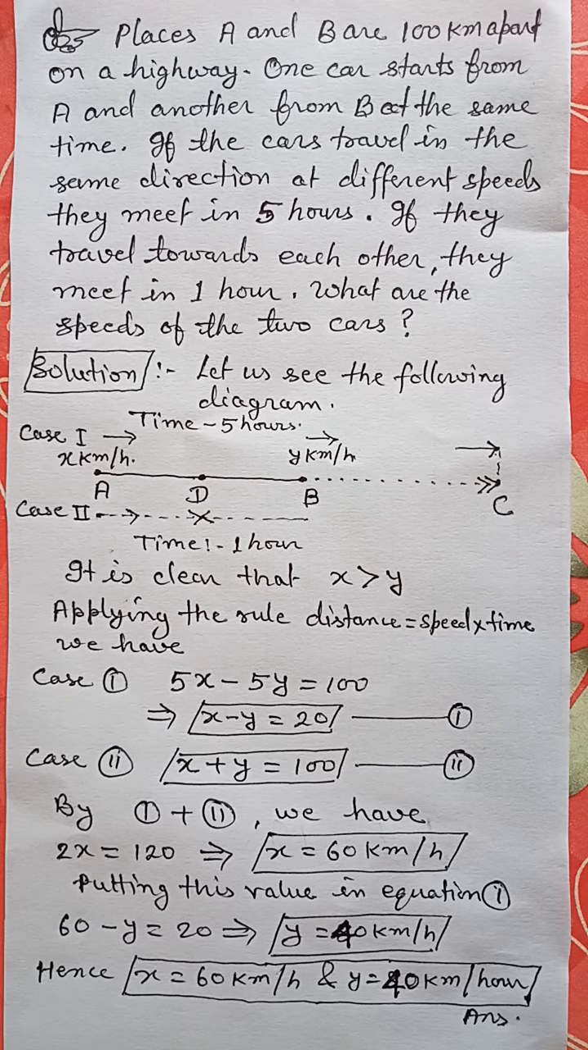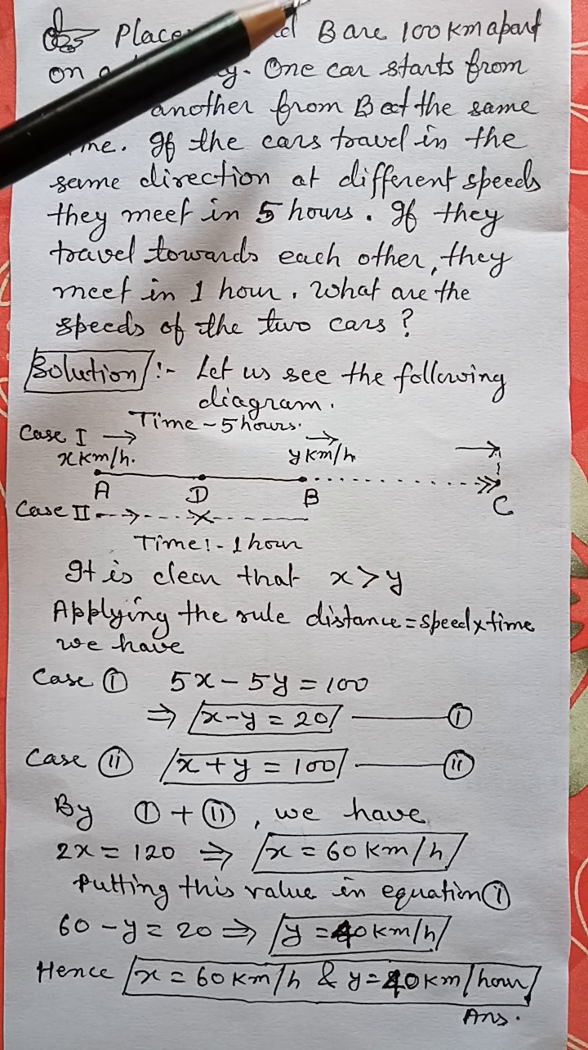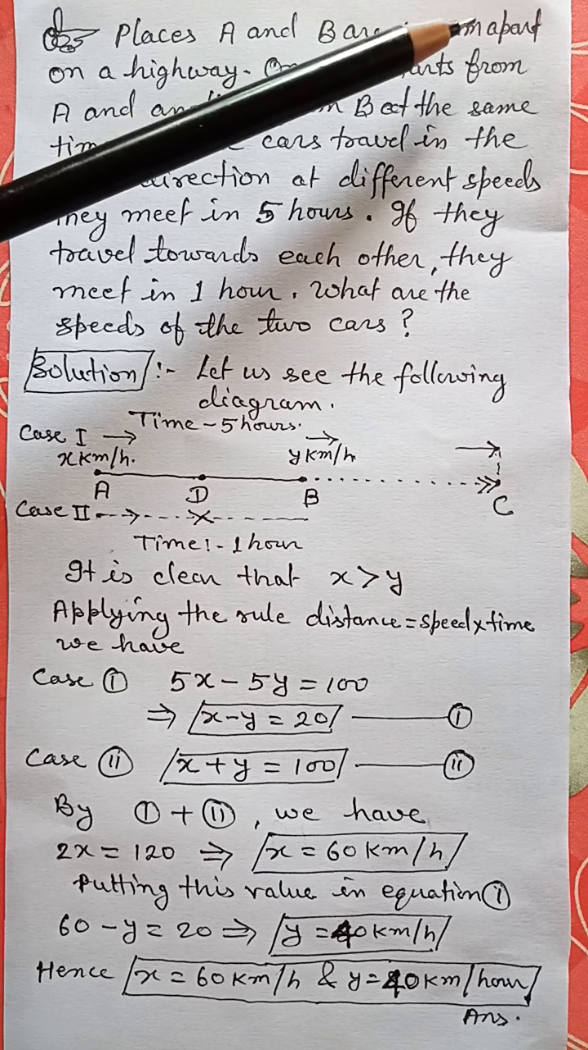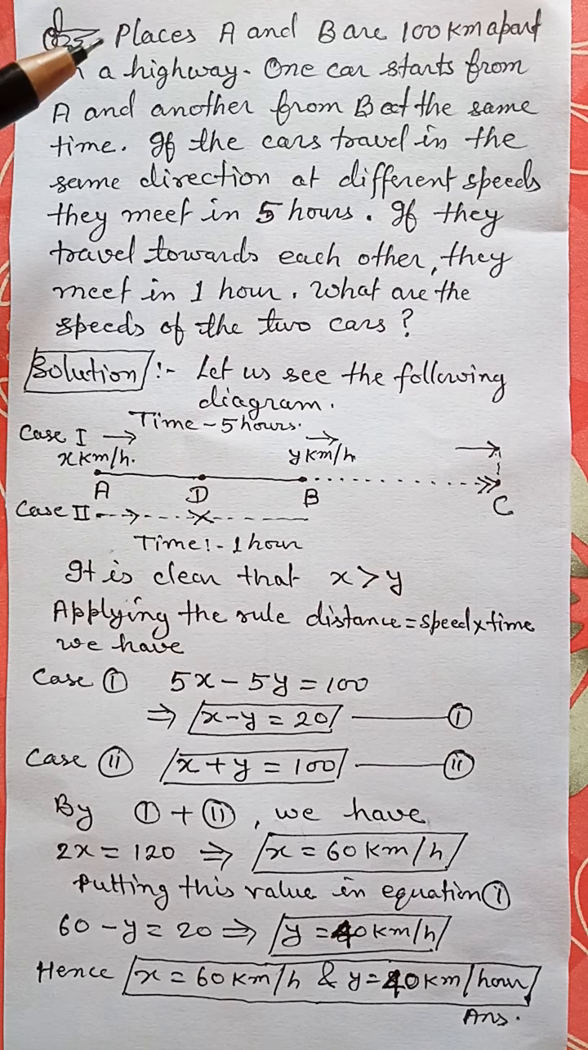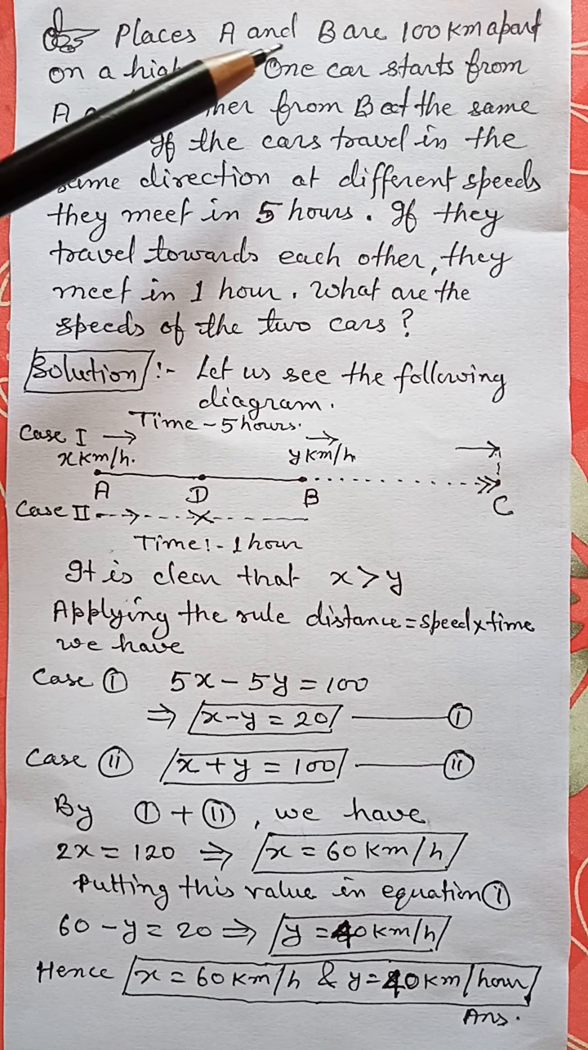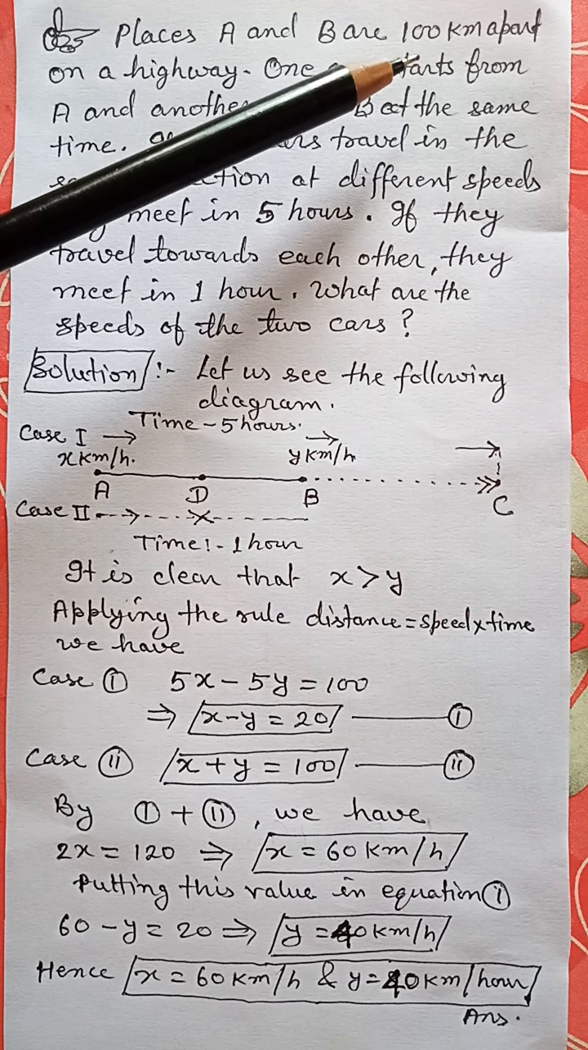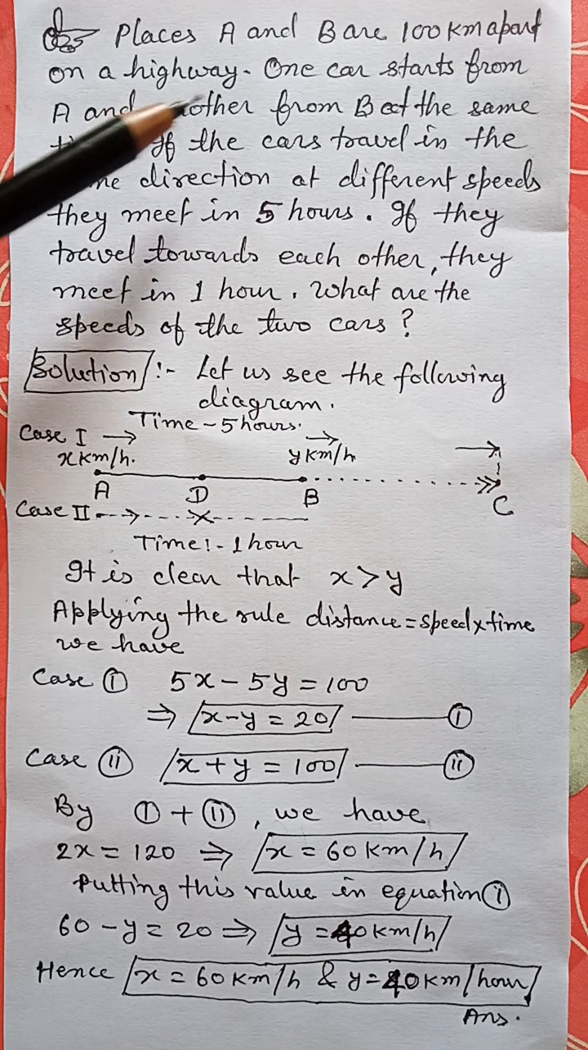Students, in this video we are going to look at a word problem of NCERT textbook based on simultaneous linear equations. The problem is: places A and B are 100 km apart on a highway. One car starts from A and another from B at the same time.